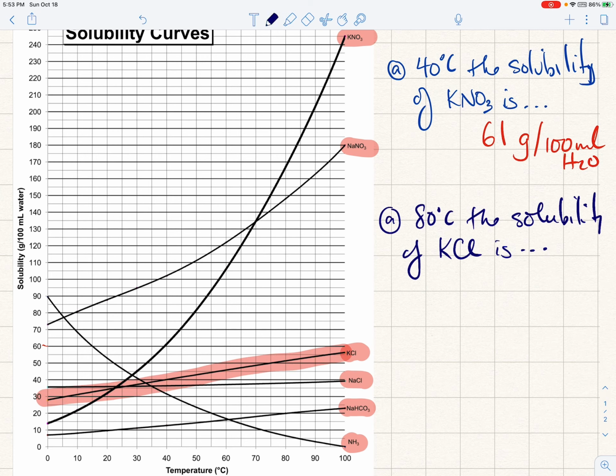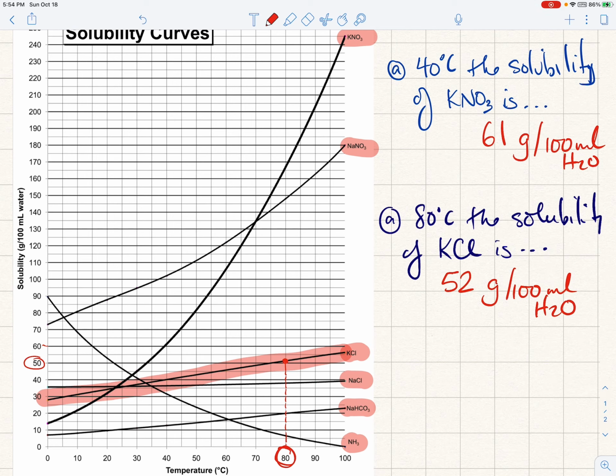Find 80 degrees Celsius on your graph. So 80 degrees Celsius is down here. I've circled it. Go up to the curve, and you can tell when you hit the KCl curve that the solubility is slightly more than 50, right? But it's not at 55, the halfway point between 50 and 60. But it's a little bit closer to 55 than the last one was to the midway point. So I'm going to probably say this one is like 52. 52 grams per 100 mils of water.